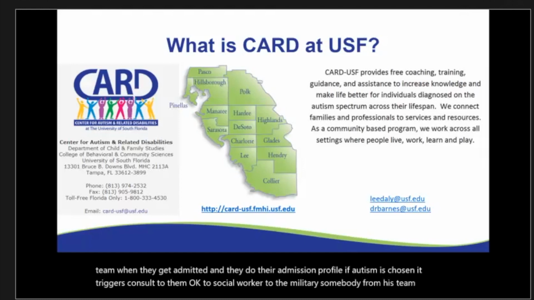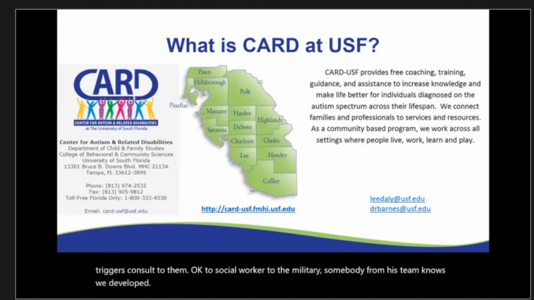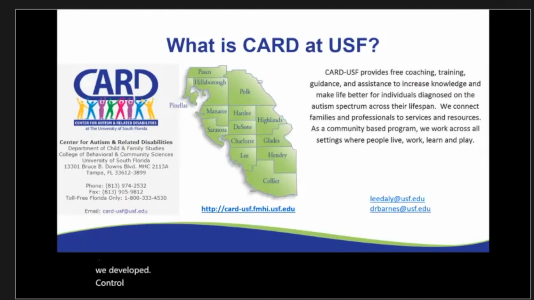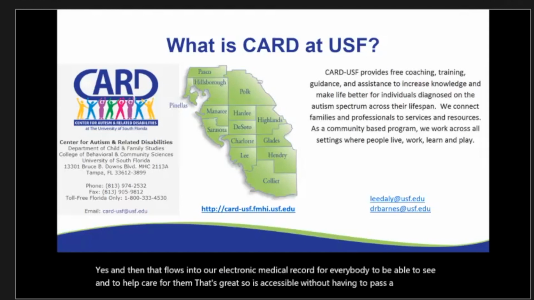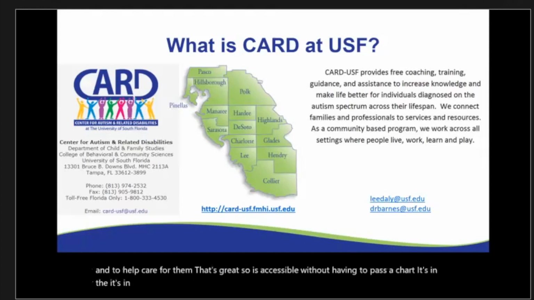Somebody from his team goes, and we developed an autism behavioral questionnaire, all those things you were talking about. What are your triggers? How do you take your meds? Yes. And then that flows into our electronic medical record for everybody to see and to help care for that patient. That's great. So it's accessible without having to pass a chart. It's in the e-record. Right?